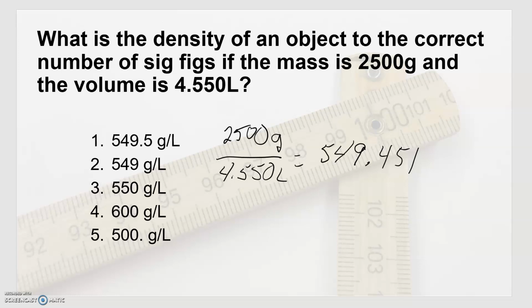I have a volume measurement, and this has a decimal present, so I have 4 sig figs here, and I have a mass measurement that only has 2 sig figs. So since the mass only has 2, that's going to limit this answer to 2 sig figs. Now there's a couple ways I can do this. I can write this as 550 gram per liter. Forgot my units up here.